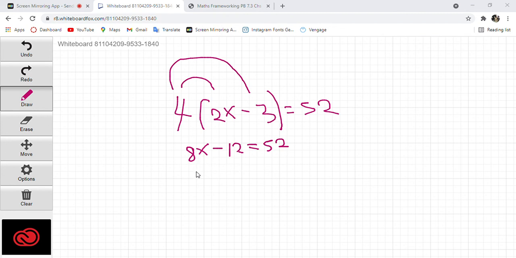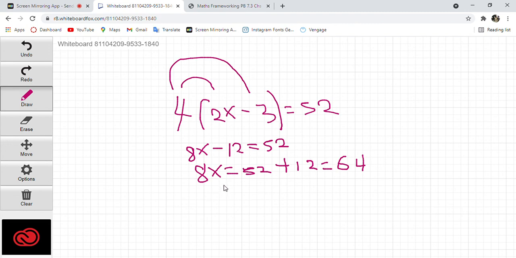Okay, so same thing. So 8x equals 52. Switch it around. Switcheroo. 52 plus 12. As I said, minus plus, minus plus, equals 264. Okay, so this is the answer.